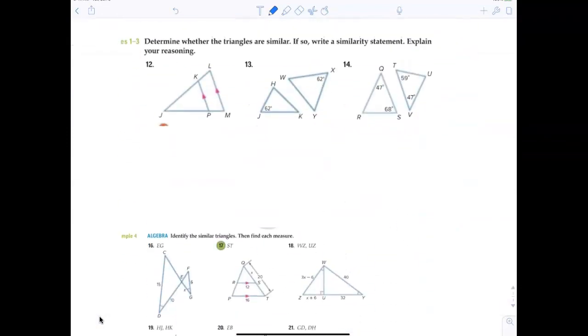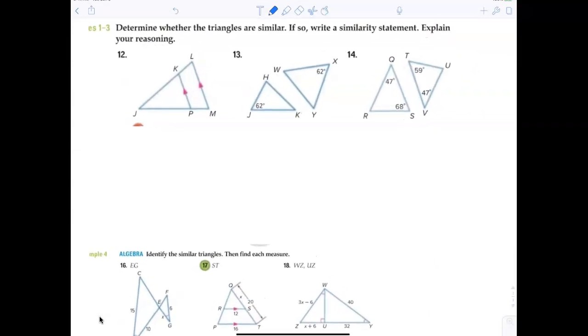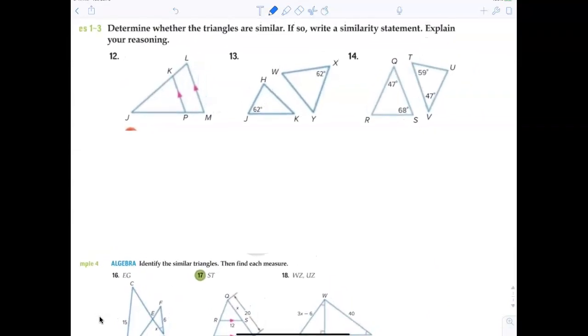12, 13, 14. Determine whether triangles are similar. Obviously, number 12 is a big what? Yes. All right, and you can say yes confidently. All right, because you would say what angles are congruent.